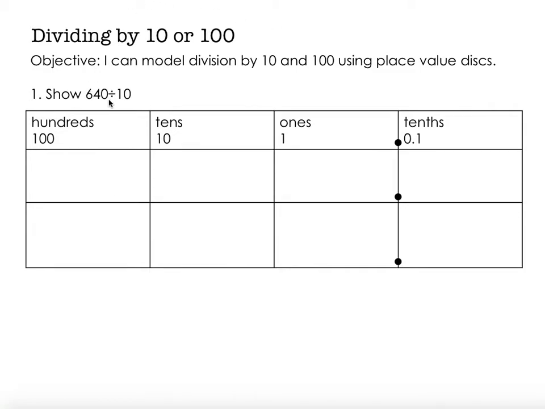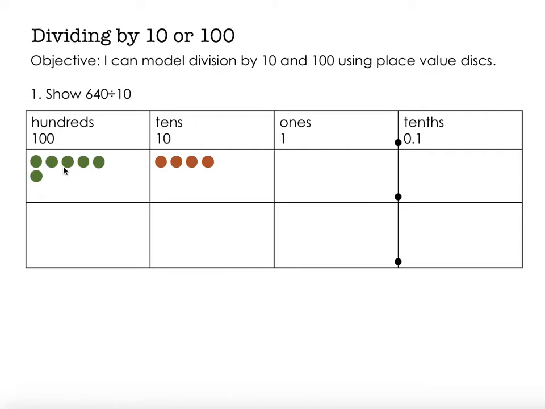So the first thing I'm going to do is place 640 in our place value chart. So I have 6 hundreds and 4 tens and 0 ones, so I have nothing to place in that box. Now I'm going to divide each of those parts by 10. So I'm going to divide 6 hundreds by 10.